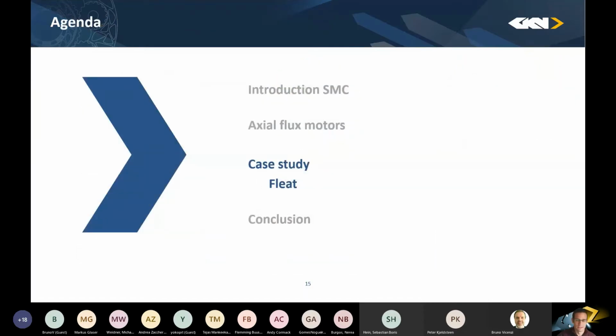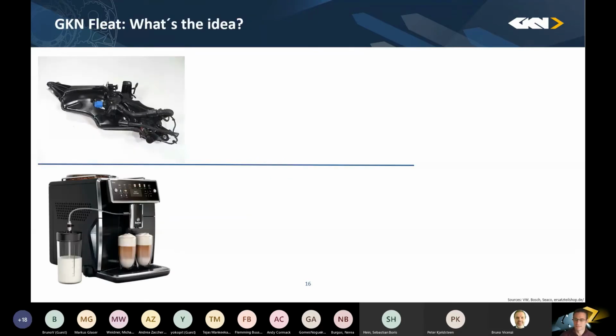And now let's go over to the case study. It's our fleet. That's the name of this kind of product, which I want to show you. And essentially, it's based on the axial flux motors. That's why I showed all the stuff before. But it's not only an axial flux motor, it's much more.